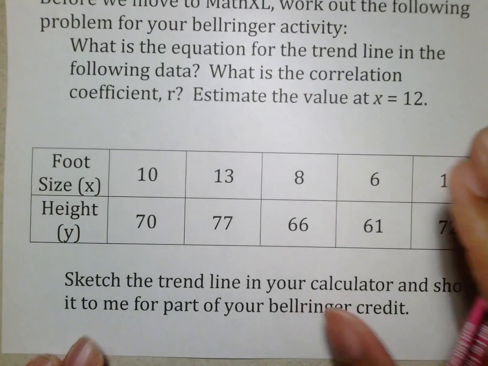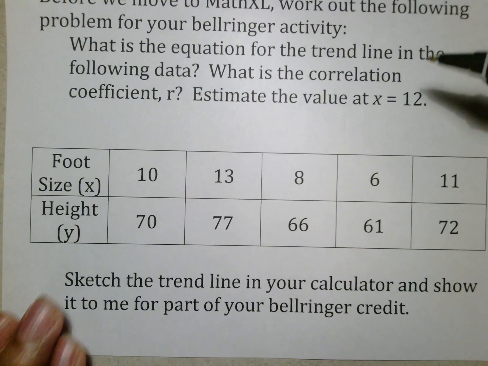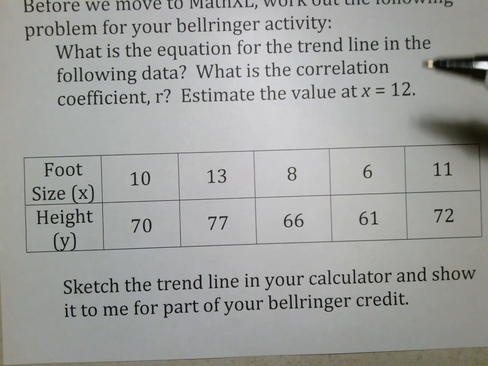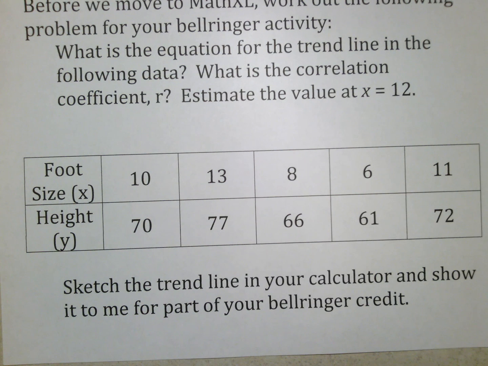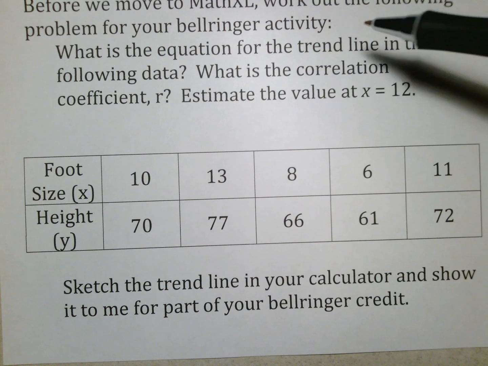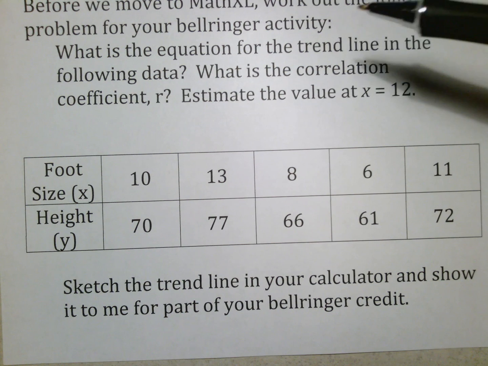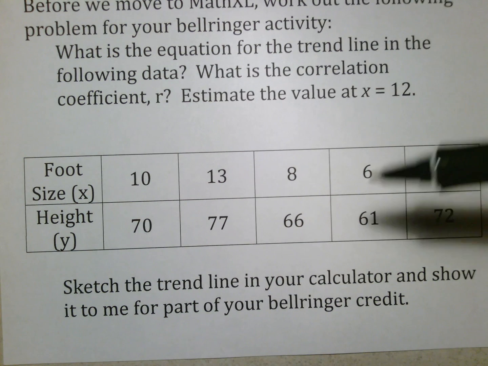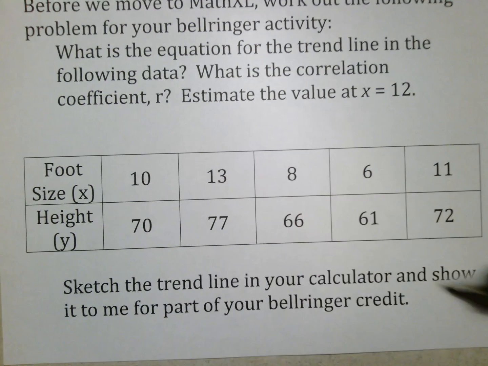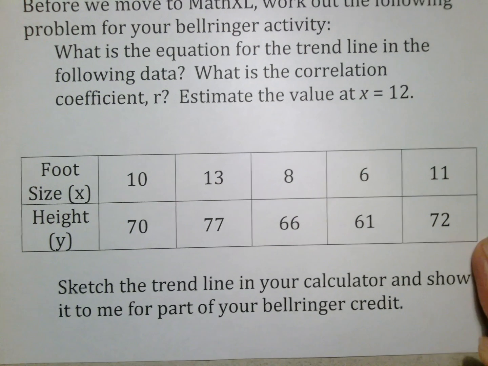The question is, what is the equation of the trend line? Write that on a piece of paper. What is the correlation coefficient? And estimate the value at x equals 12. Also, sketch the trend line in your calculator and show it to me for part of your bell ringer credit. So I need to see the equation. I need to see what R is. I need you to tell me what the value is at x equals 12. And I also need to see your calculator with the trend line sketched in it also for credit.